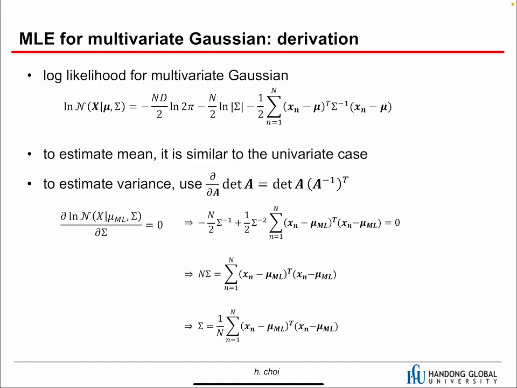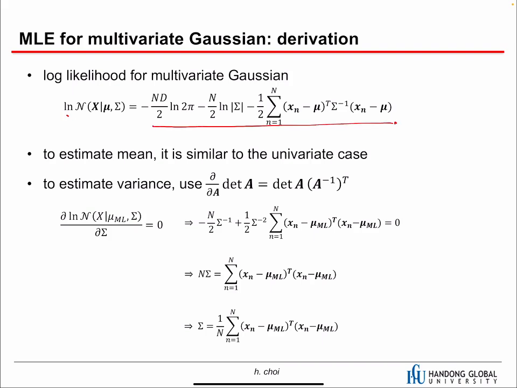Okay, in the previous slide, the samples are scalar, so we talked about the univariate Gaussian distribution. Now, when the x is a vector, then the mean should be a vector and the variance should be a covariance matrix. We use the same thing here. We apply the log function to the multivariate Gaussian, so it looks like this.